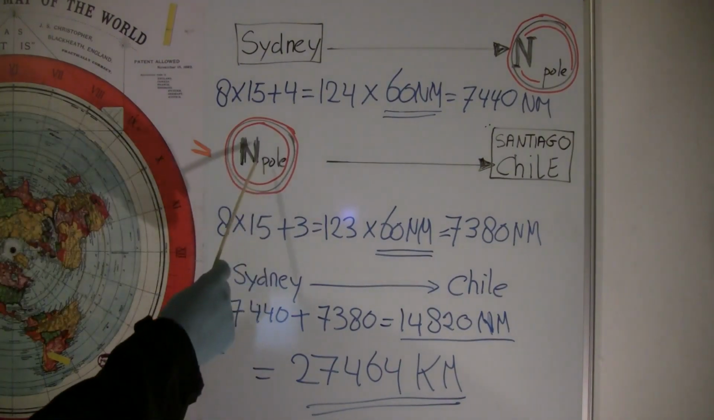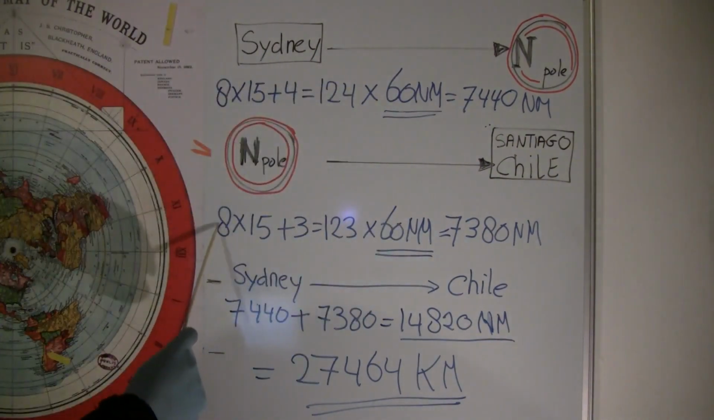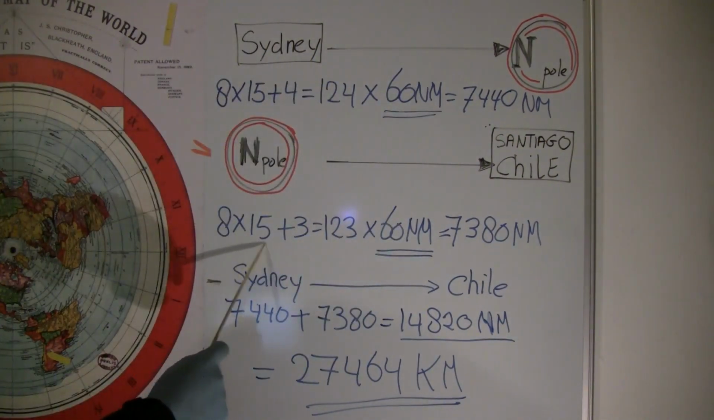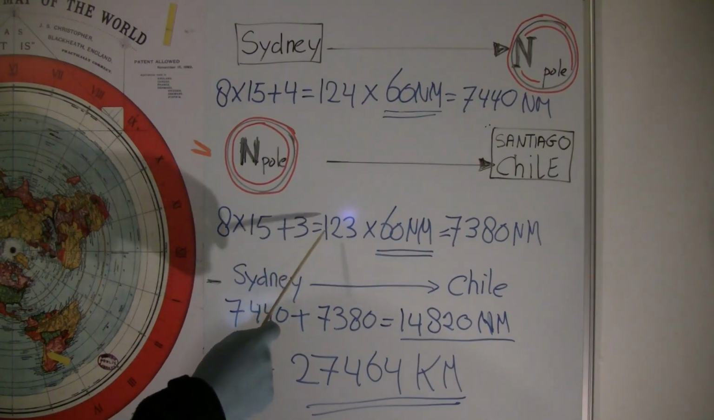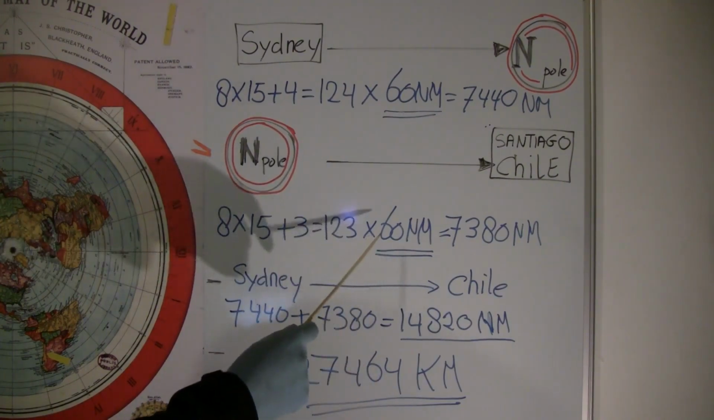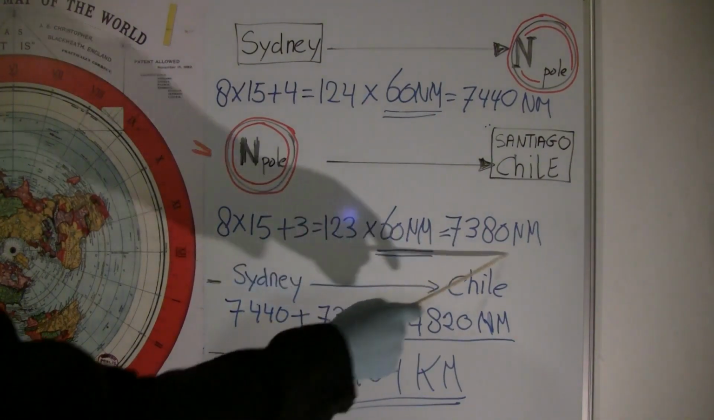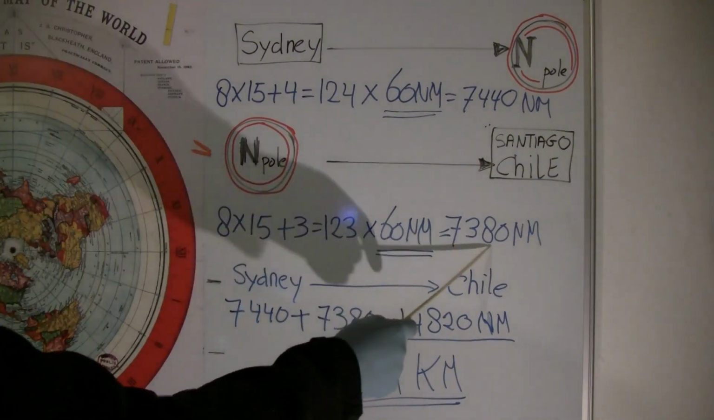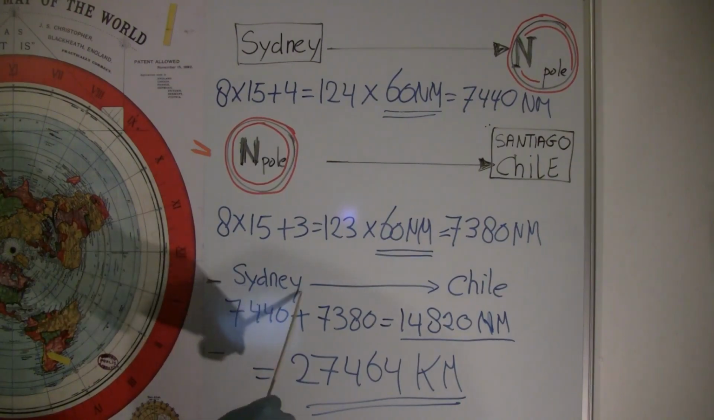We do the same from the North Pole to Santiago de Chile. The distance is 8 times 15 for the latitude lines. It's 8 times 15 plus 3 to reach Santiago. That makes a total of 123 degrees. Multiply it by 60 nautical miles and you get the real distance. That's 7,380 nautical miles.